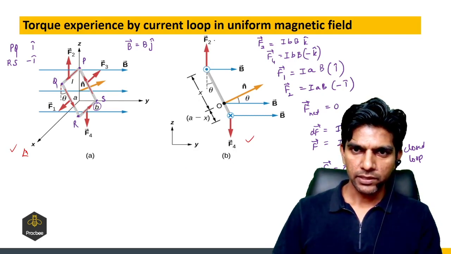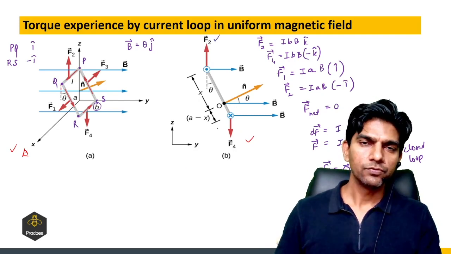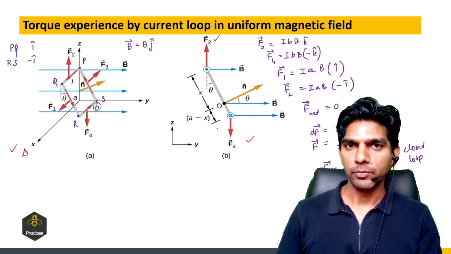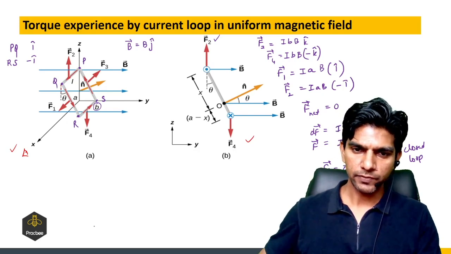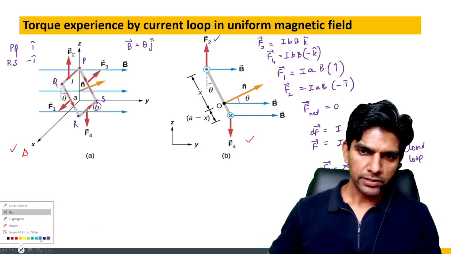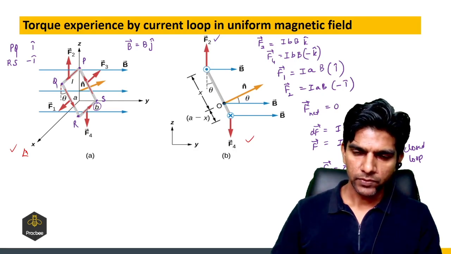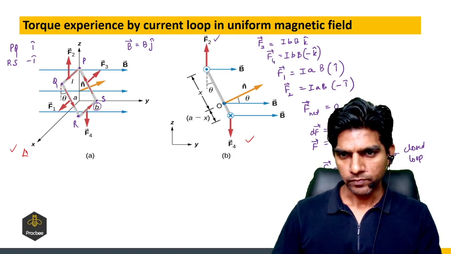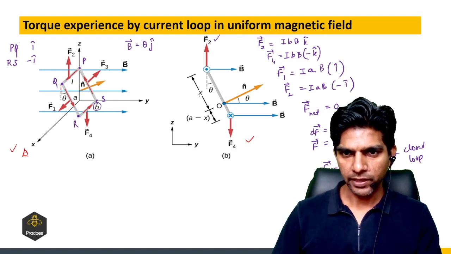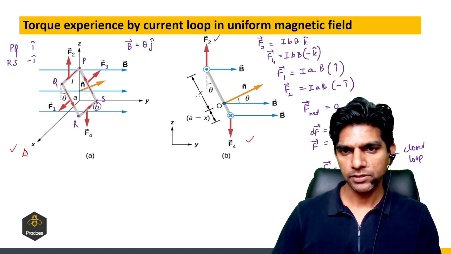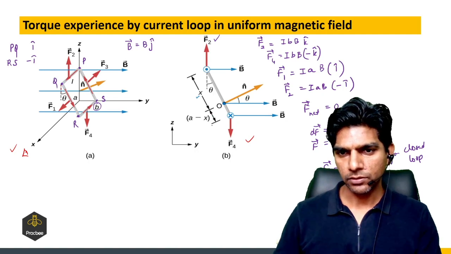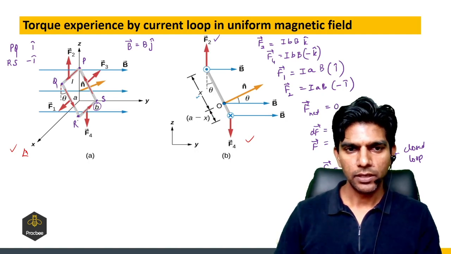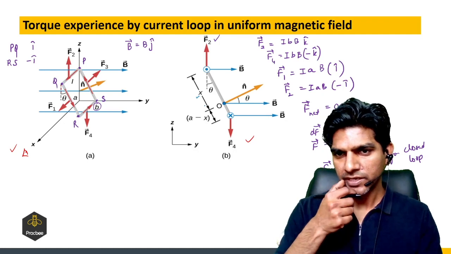Right, but the line of application of F2 and F4 is not the same, so there will be a couple, or there will be a torque. Now let us find the torque. Let us take this O as the axis of rotation, and O is at a distance of x from QP. So this is x, and it is at a distance of A minus x from RS, right? So let us find the torque.